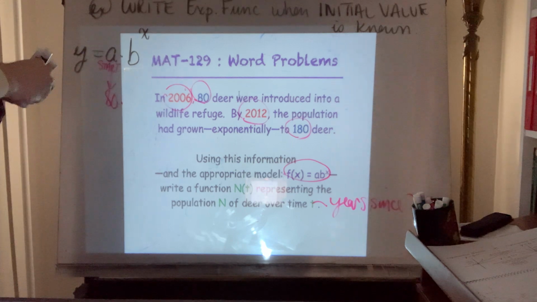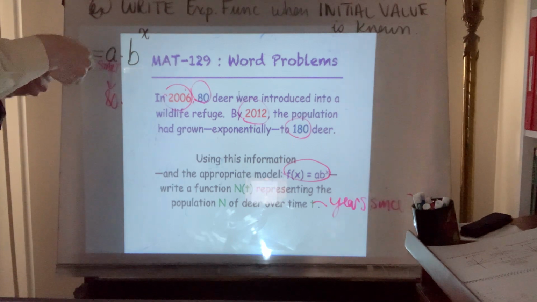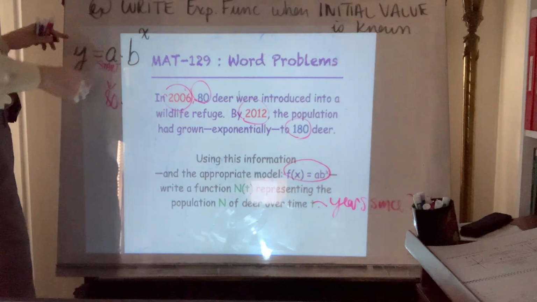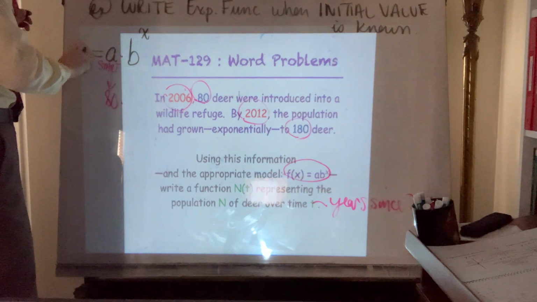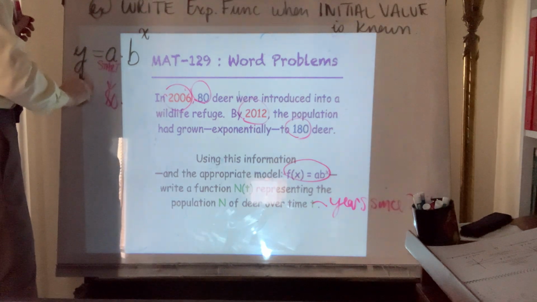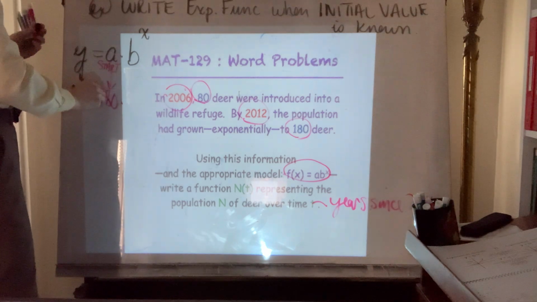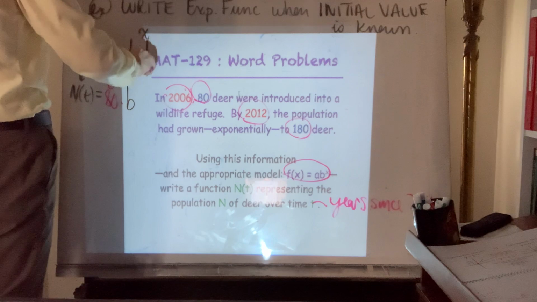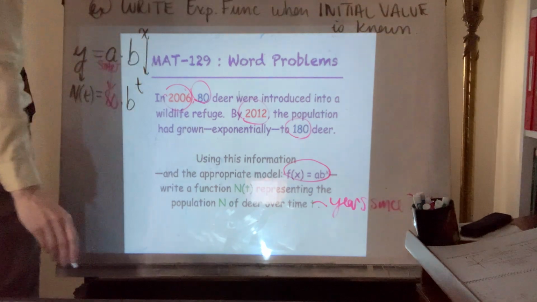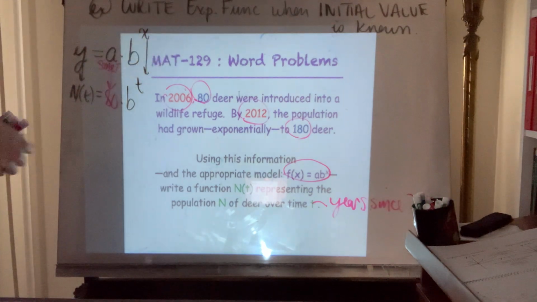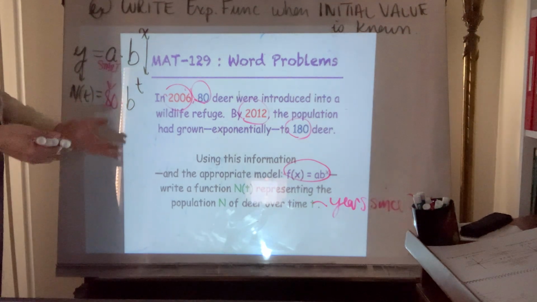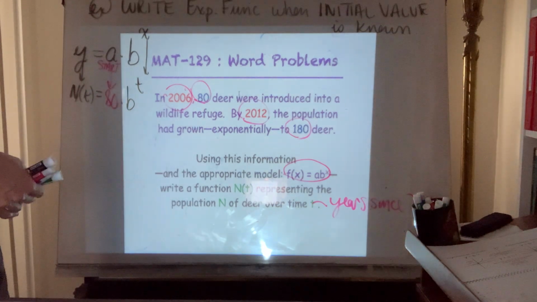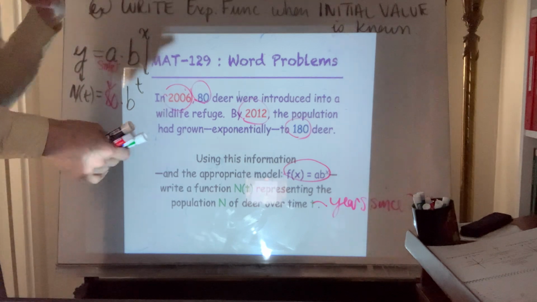The labeling is changing from Y to N of T instead. It's function notation. And therefore, instead of X, this is changing to T, years since 2006. So we have this much of it fleshed out. We can go further with it, and we'll plug in some more values.